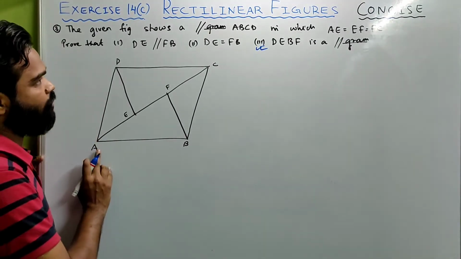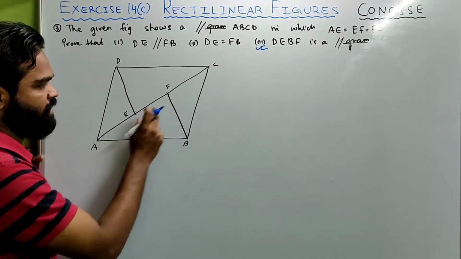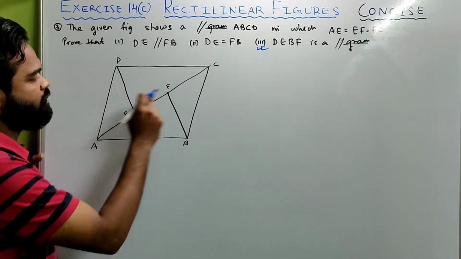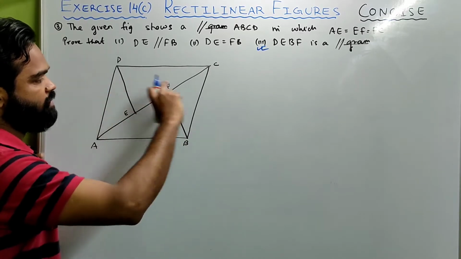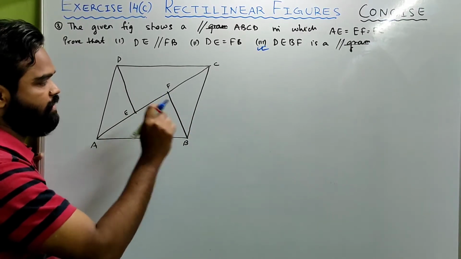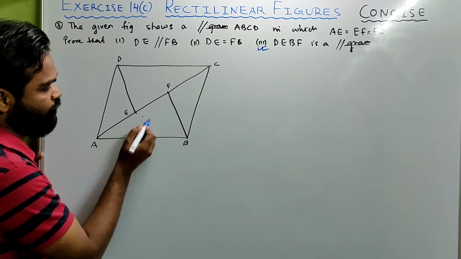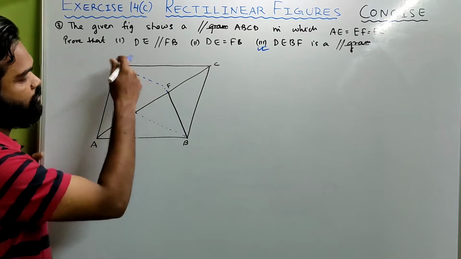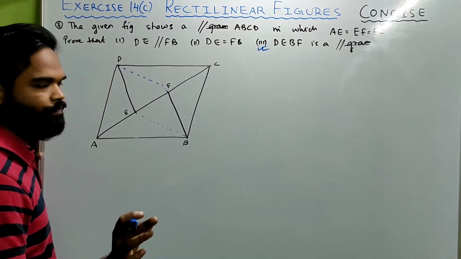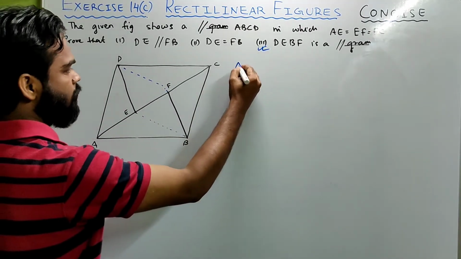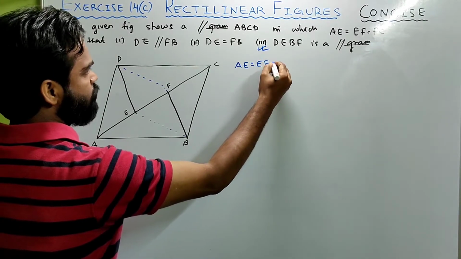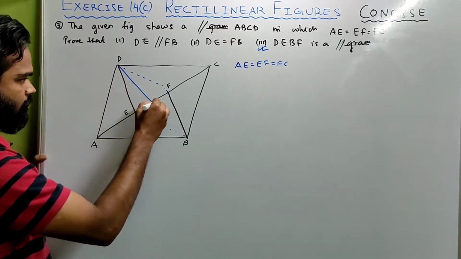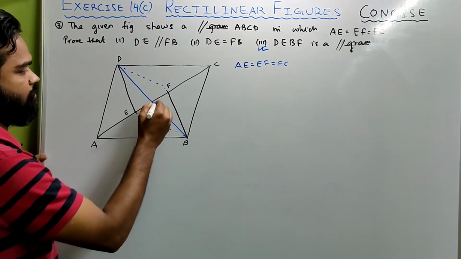The given figure shows a parallelogram ABCD in which AE equals EF equals FC. This is given to us. Prove that DE is parallel to FB, DE is equal to FB, and DEBF, which means we'll join this. Am I clear? So this figure is a parallelogram. What is given to us? AE equals EF equals FC. What I'll do, I'll first draw the diagonal of ABCD.